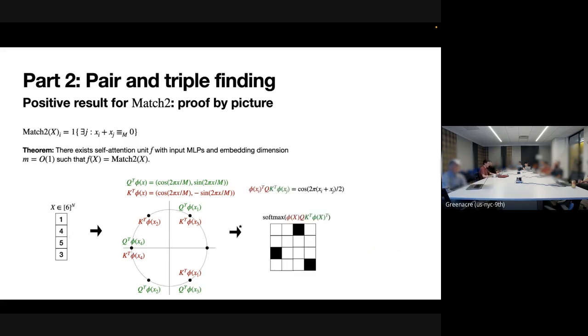And what this does is it gives us a nice property that the query dotted with the key is going to be cosine of 2 pi (xi plus xj). So what this means is that this thing is 1 if and only if the two things add to 0.